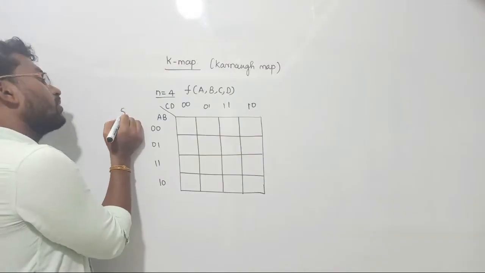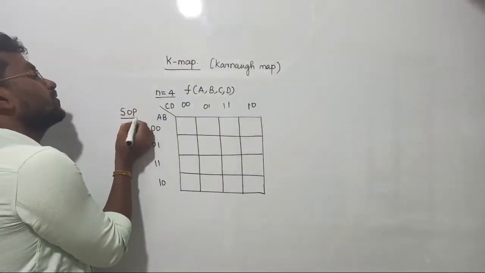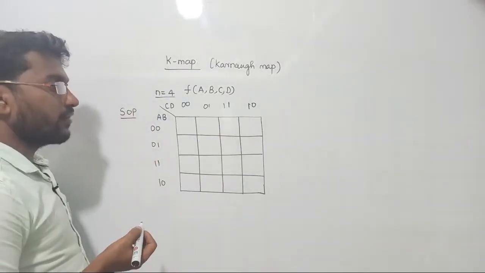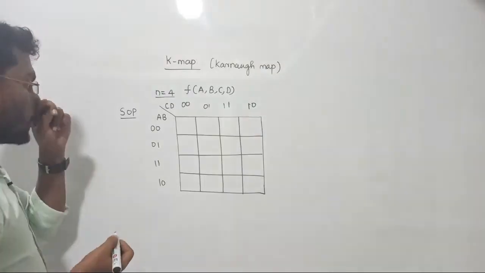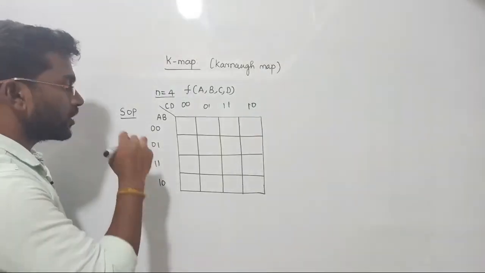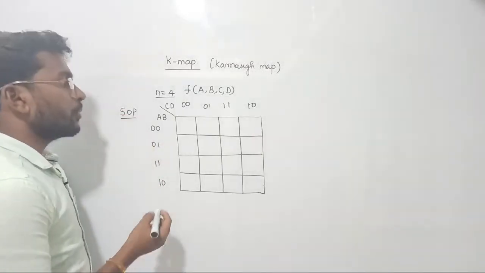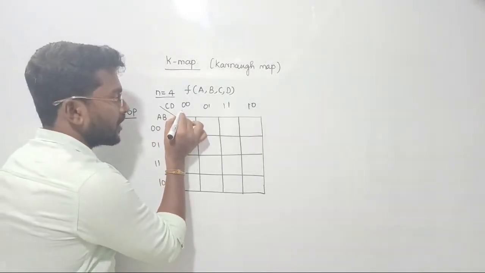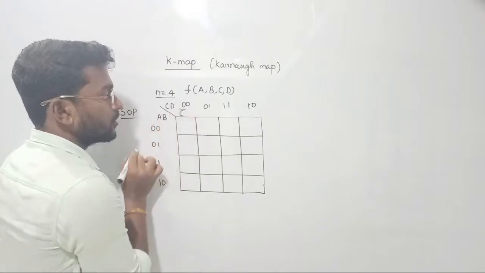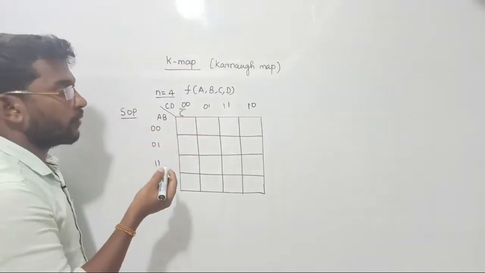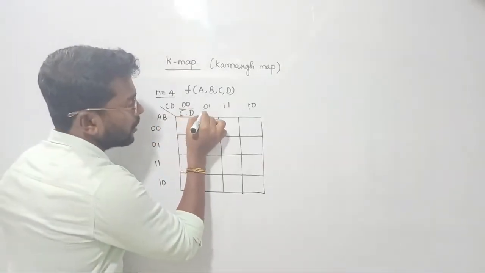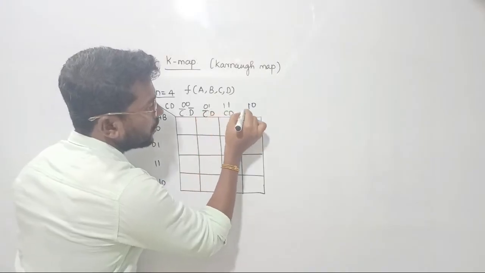Sum of product. First we will consider sum of product, then we will consider product of sum, right? So sum of product, what shall we do? That is min term. First we have to consider min terms. First 0 is not acceptable. So bar dot. We have to perform AND operation. So C bar D bar, C bar D, CD, CD bar.